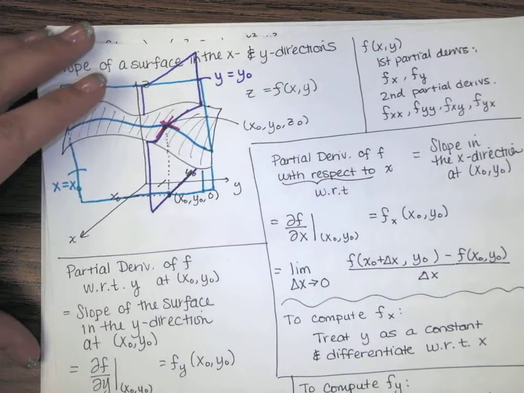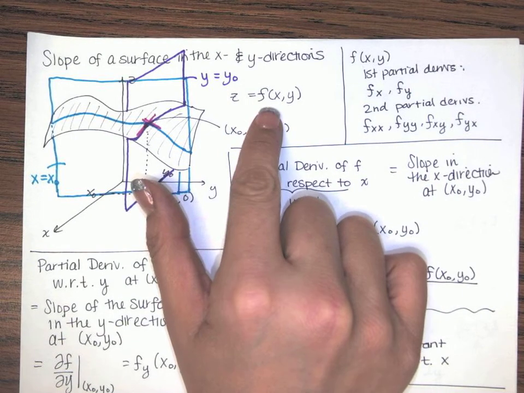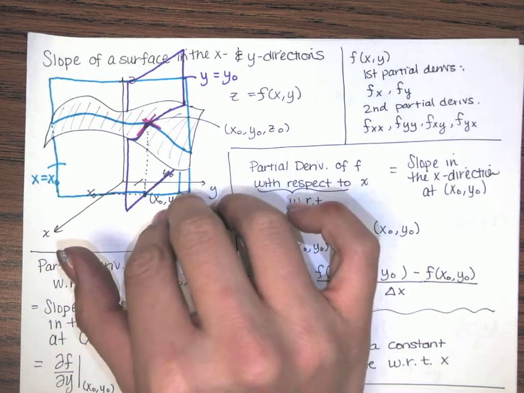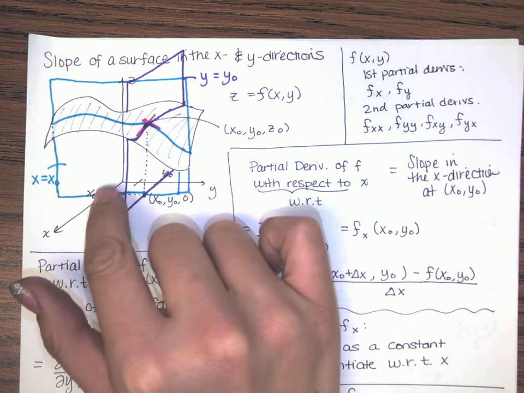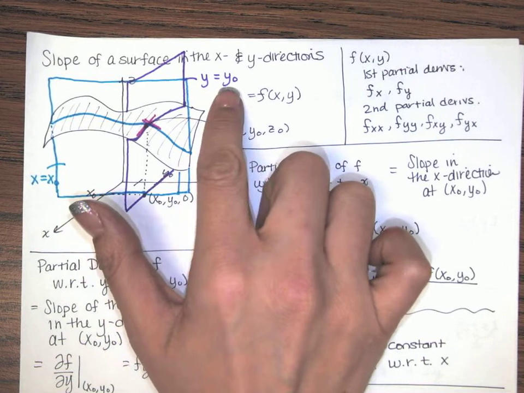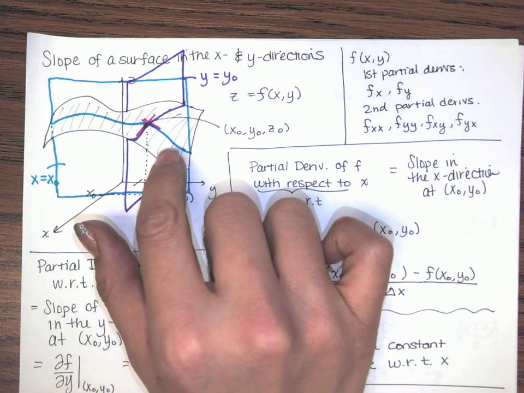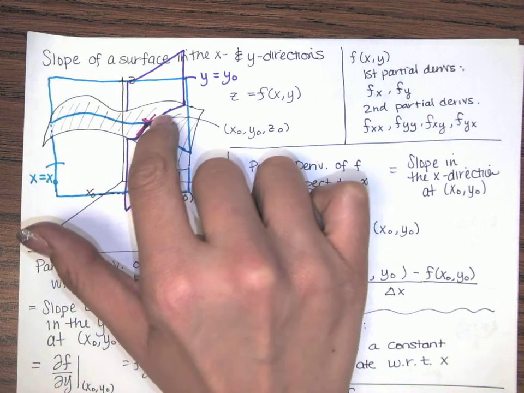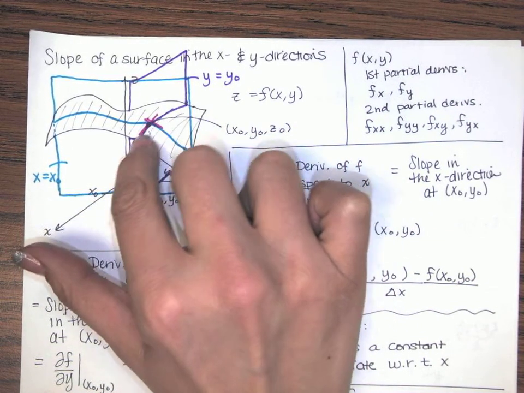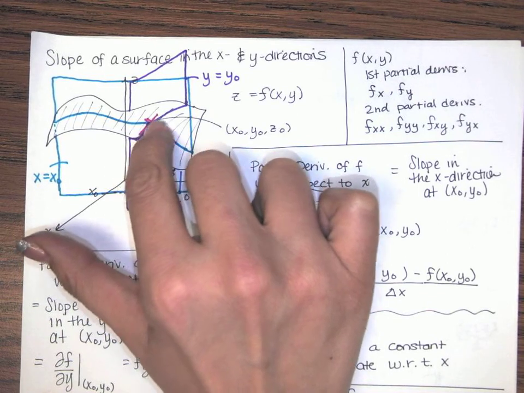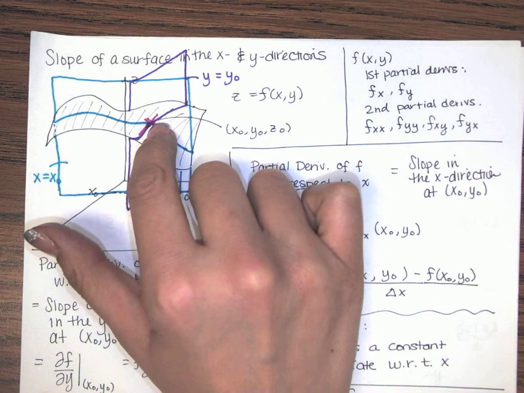Okay, so let's go back to what we started with. If we have z as a function of x and y, that represents a surface in 3-dimensional space. If I want the slope of the surface in the x direction, I force y to be equal to a constant, so y equals y naught, and I differentiate with respect to x. That means I'm finding the slope of the curve where y equals y naught intersects the surface in the x direction, and I'm finding out how z changes as x changes at an instant at that point.